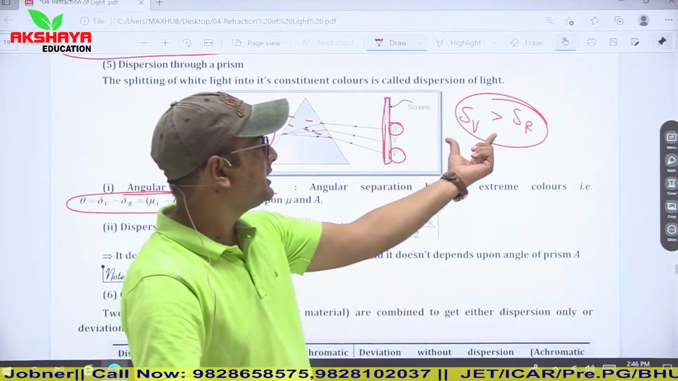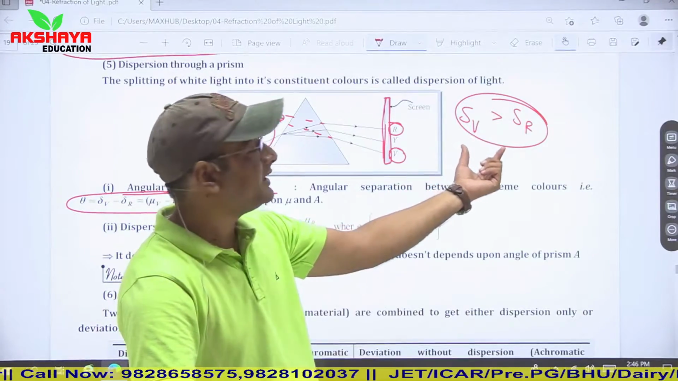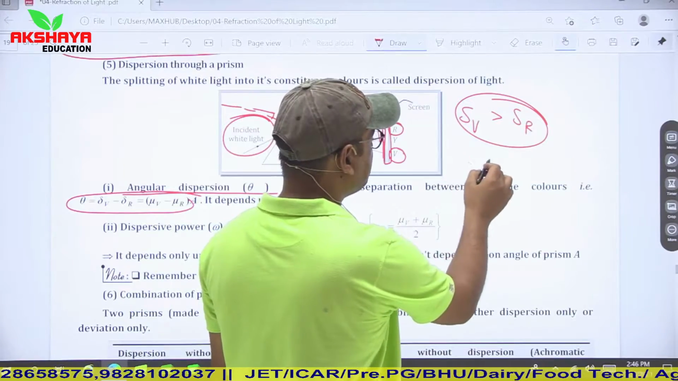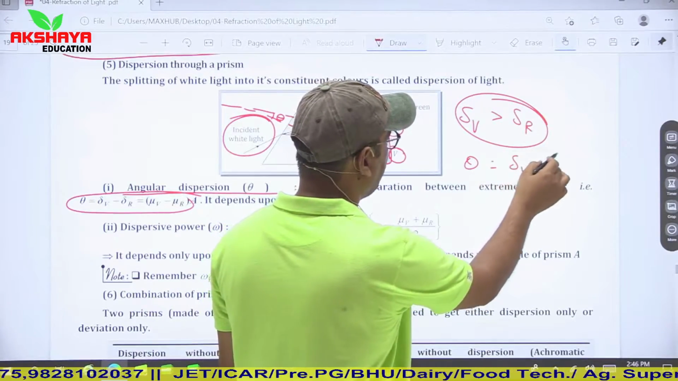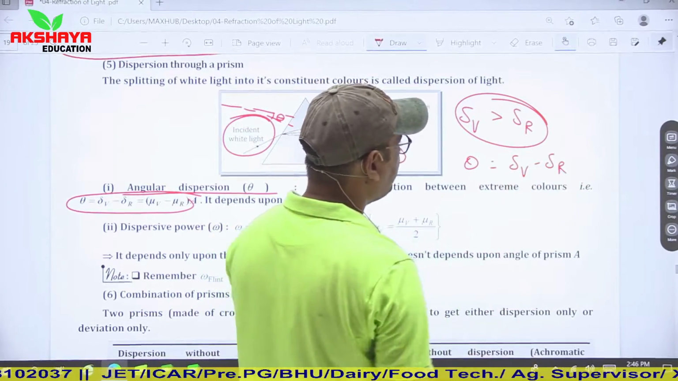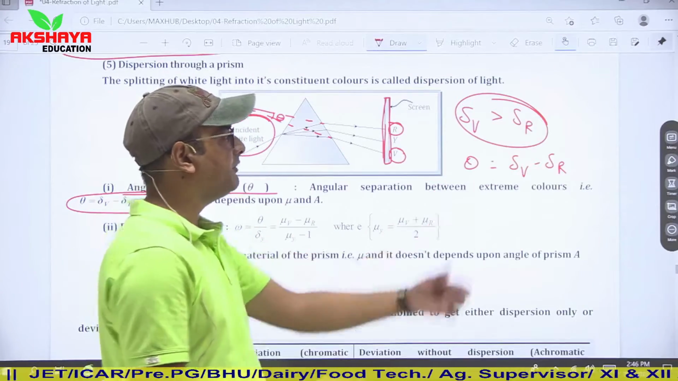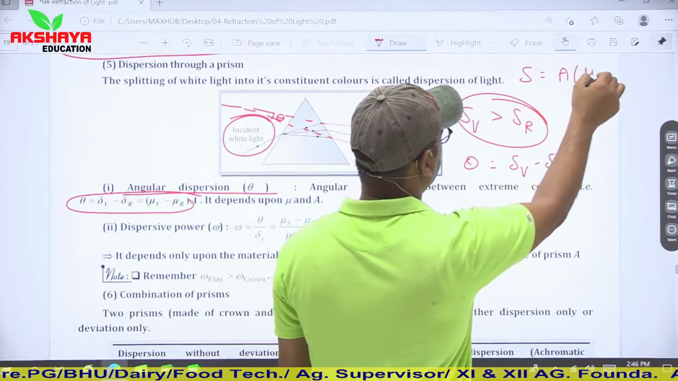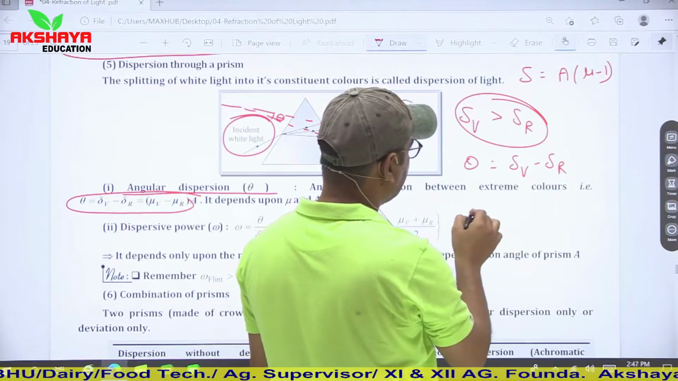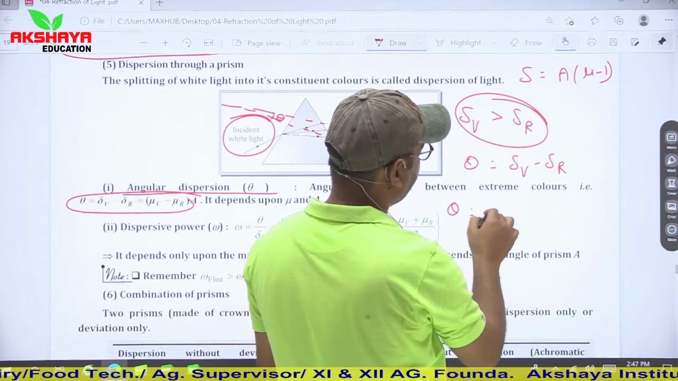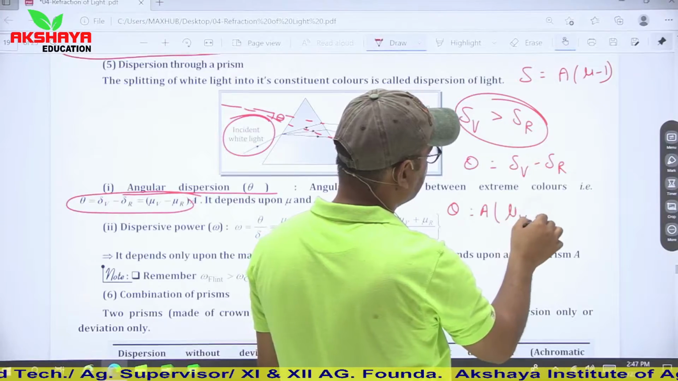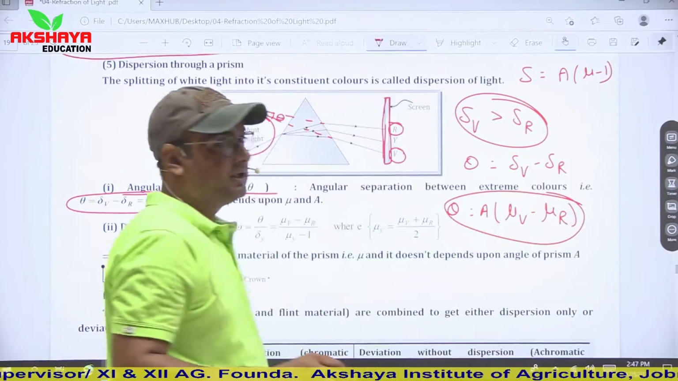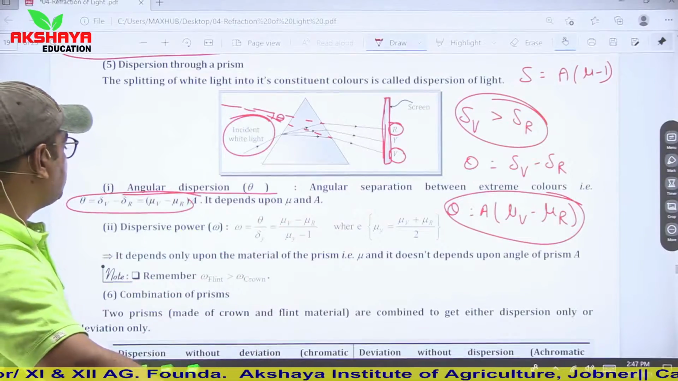As I told you earlier, there is maximum deviation in violet color and minimum deviation in red color. So angular separation, known as angular dispersion, is delta v minus delta r, and we know the value of delta. The value of delta is equal to A into mu minus 1. So we can also say that theta is equal to A into (mu v minus mu r). So this is also a relation of angular dispersion.